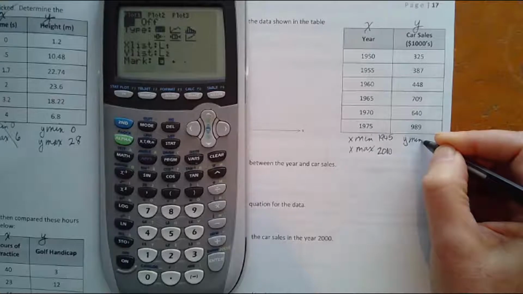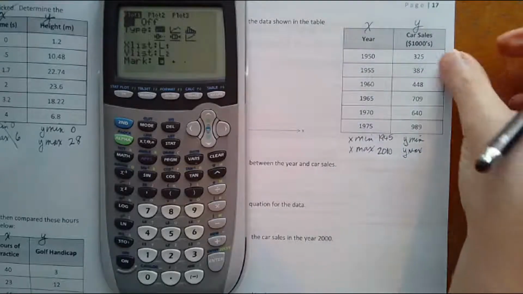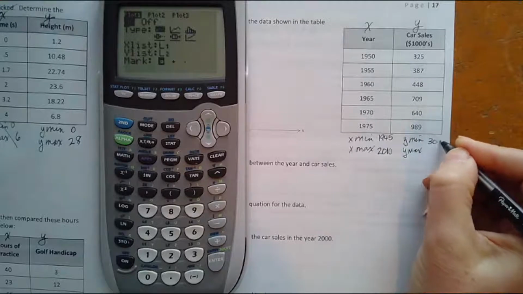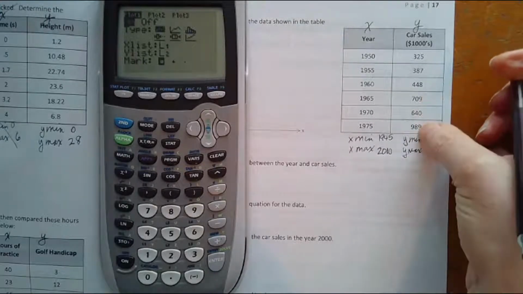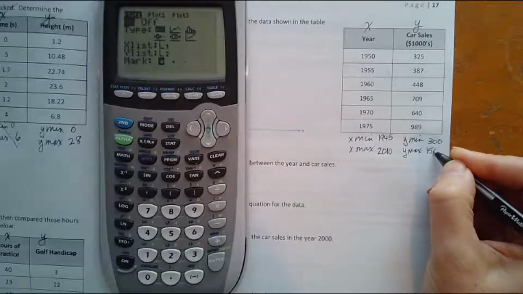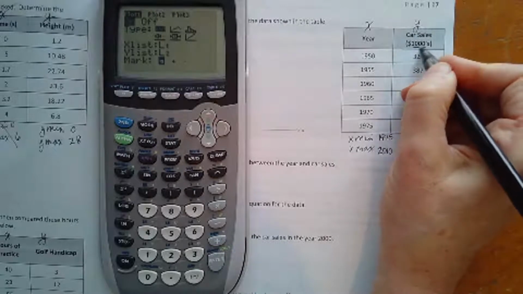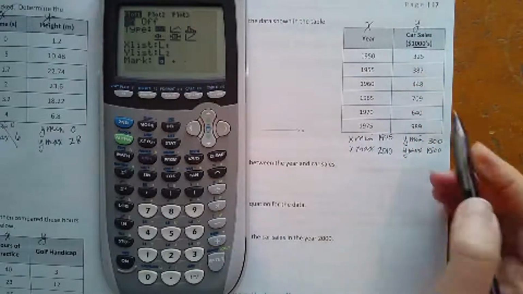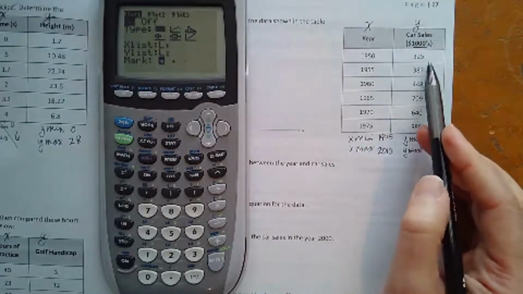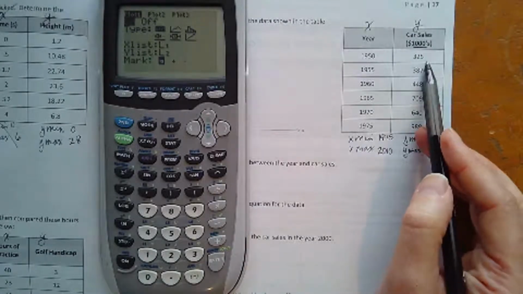Y min and Y max. Let's see, car sales, let's go 300 to, I don't know, let's say 1,000, let's say 1,500. Now these are in thousands of dollars, right? The reason that sometimes they'll adjust the numbers in the table is that they don't want you to have to type in so many zeros.